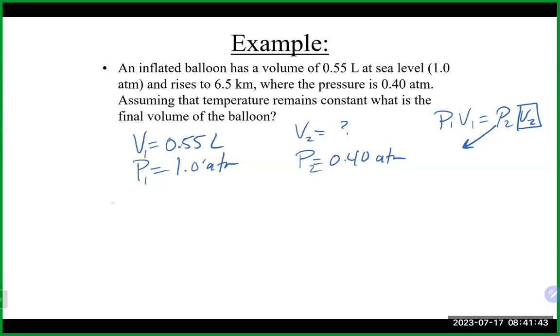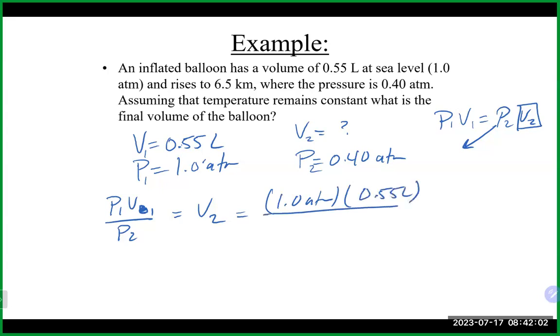Dividing by it basically gives us P1 V1 divided by P2 equals V2. Putting in our numbers here, P1 is going to be 1 atmosphere, V1 is going to be 0.55 liters, divided by our P2, which is 0.4 atmosphere. Once again, we're okay in terms of units of our pressures. They're both in the same unit, so we don't have to worry about any type of conversion.